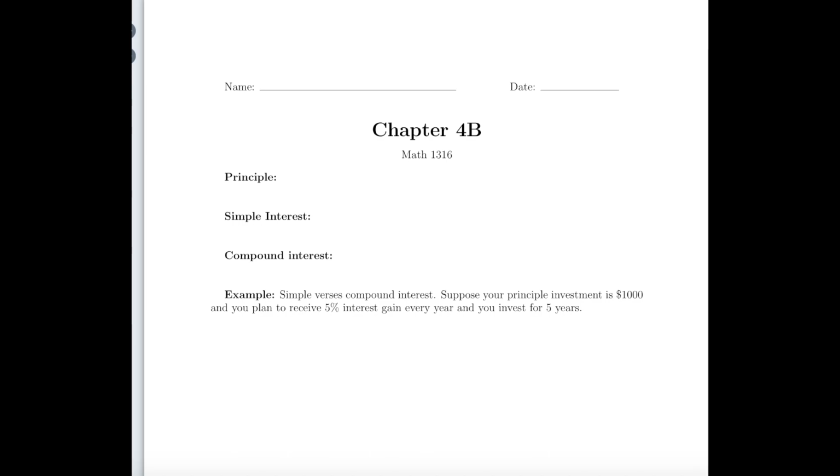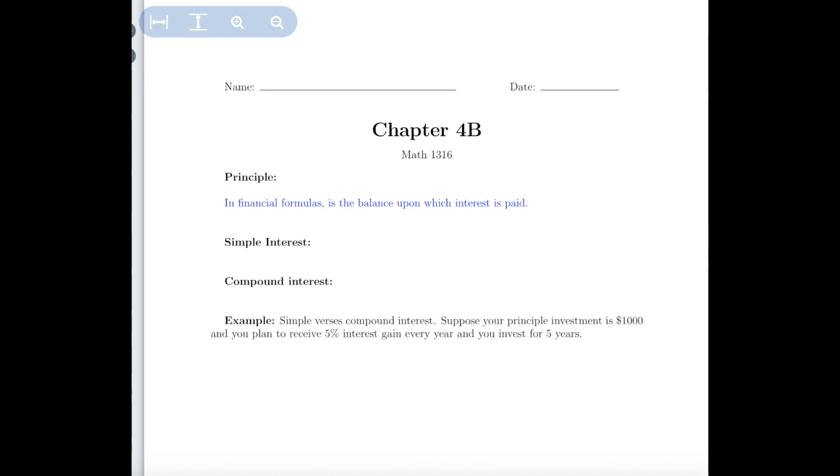The first definition is going to be principal. The definition of principal is, in financial formulas, the balance upon which interest is paid. So if you are pulling out a loan, it is going to be interest calculated on your loan. If you are investing, it'll be interest calculated on your original investment, stuff like that.